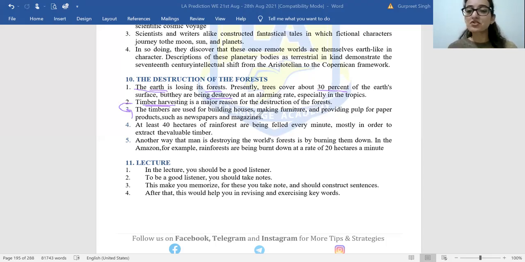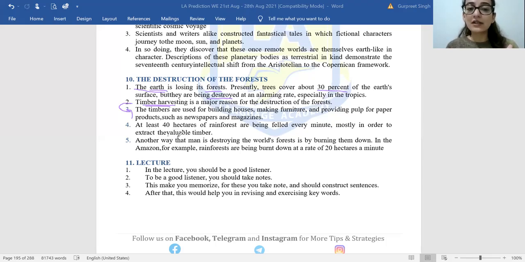So this is a kind of relationship that you have to understand, that this is a sentence, the next sentence is saying why it happened, the next sentence is saying when it happened. So if you're able to make those relationships, you can make your pairs easily. So this was timber harvesting is a reason. Why do we say this? Then we give explanation. Like we say that every next sentence gives more specification, becomes narrower than the previous one. Then they say at least 40 hectares of rainforest are being felled every minute, mostly in order to extract the valuable timber. Now, how do we know this comes after?